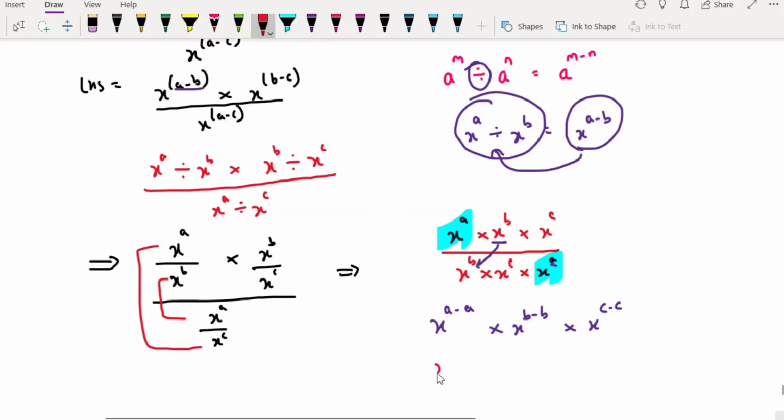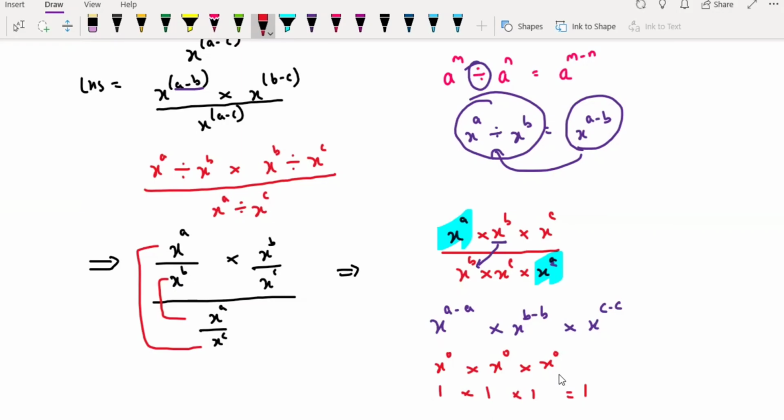So a minus a is going to give the value 0, into x to the power b minus b gives 0, into x to the power c minus c gives the value 0. Any exponential value with the power 0 is going to be 1. So 1 into 1 into 1, the final answer is also going to be 1. As you can see, we got the left hand side as 1, and the right hand side is already equal to 1. So that's our solution.